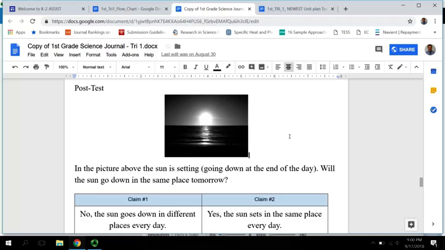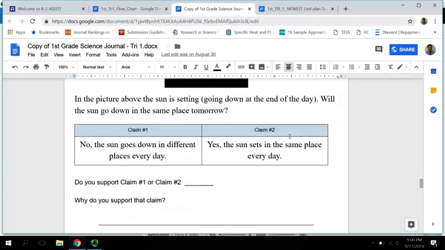It says, in this picture above, the sun is setting, going down at the end of the day. Will the sun go down in the same place tomorrow? Claim 1: No, the sun goes down in different places every day. Claim 2: Yes, the sun sets at the same place every day. So you're going to ask them if they support claim 1 or 2, with claim 2 being the correct answer.